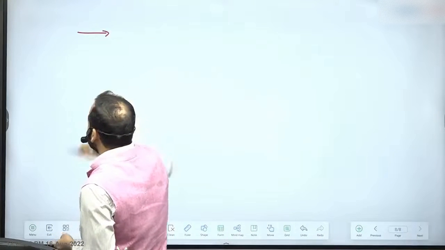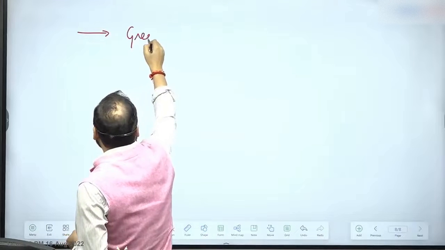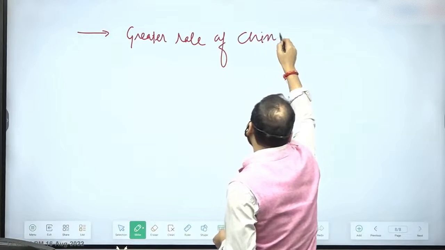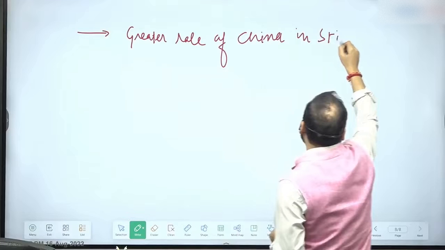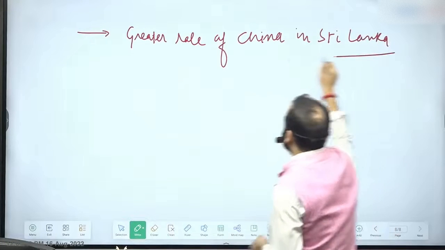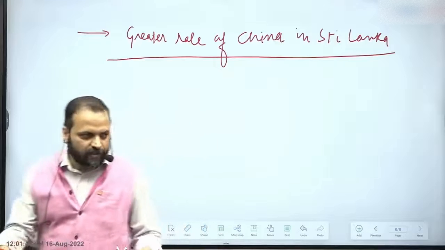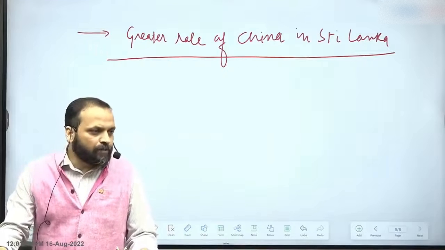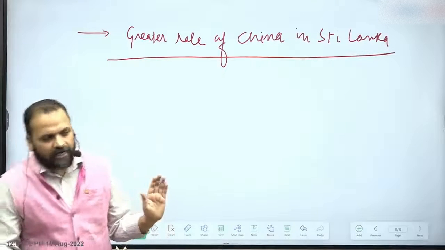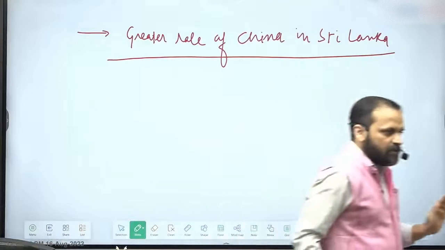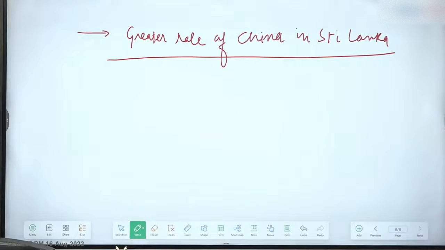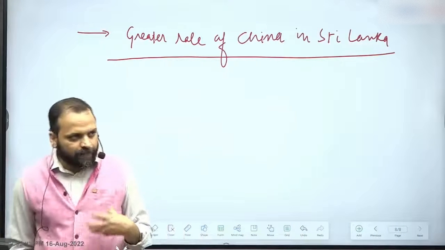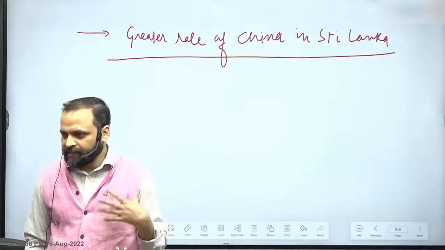So thereby what you would see is the episode saw a greater role of China in Sri Lanka after this particular period, right? So whenever we have troubles in our relations with any of our neighbors, what will happen? China would have an opportunity. So China provided arms to Sri Lanka during the civil war period. China provided arms to Sri Lanka, and then the Sri Lankan government opened up its economy for China-financed projects.